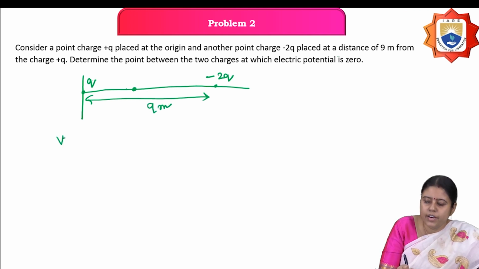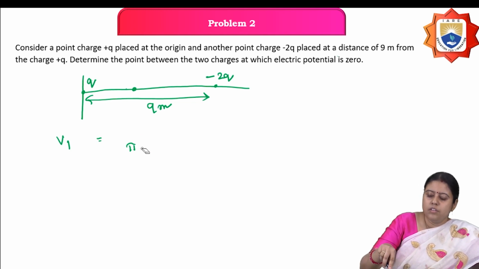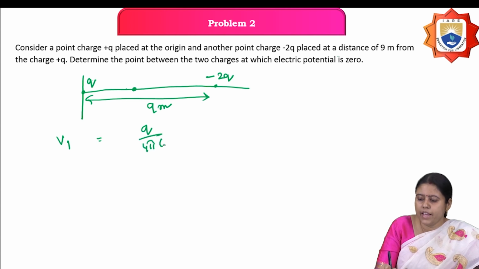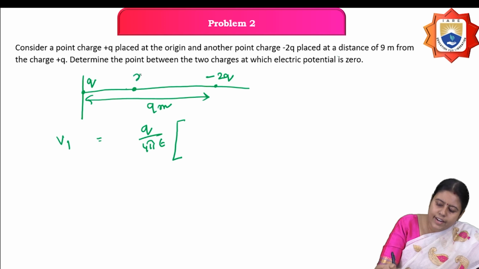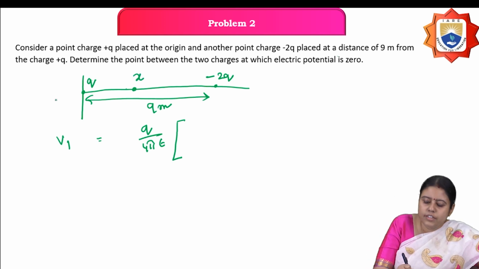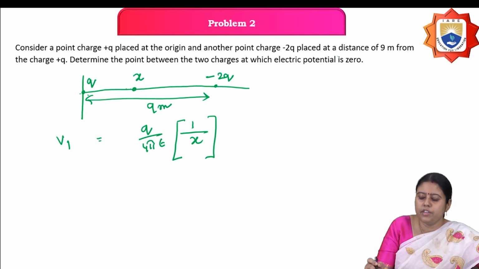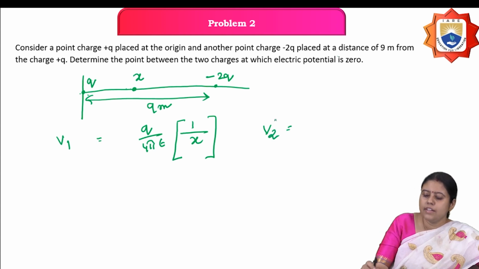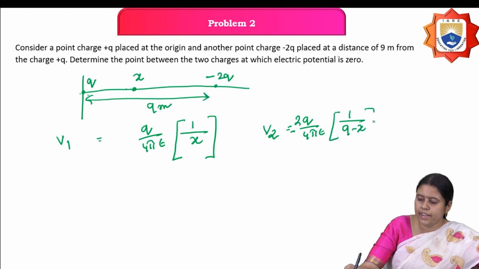So what is the potential V1? V1 is equal to Q by 4 pi epsilon. I am thinking that at distance x the potential is equal to 0. So this point is at distance x from the origin, so 1 by x. We are assuming at this distance the potential is V1. And what is V2? V2 is the value of minus 2Q by 4 pi epsilon, 1 by 9 minus x. So these are the two potentials at this point.